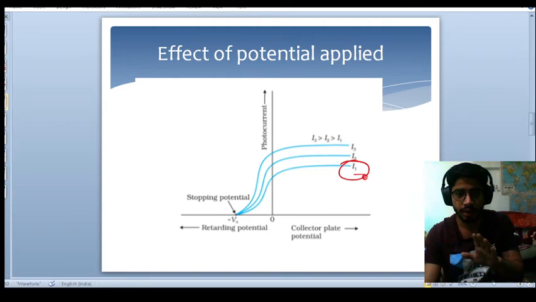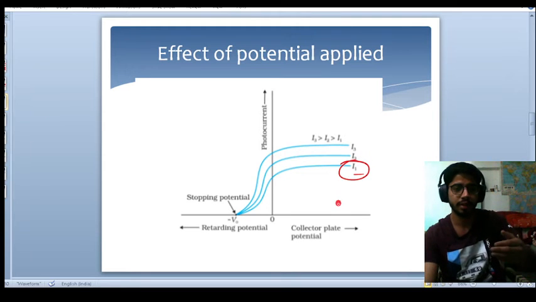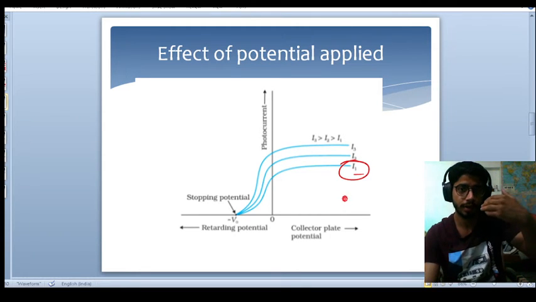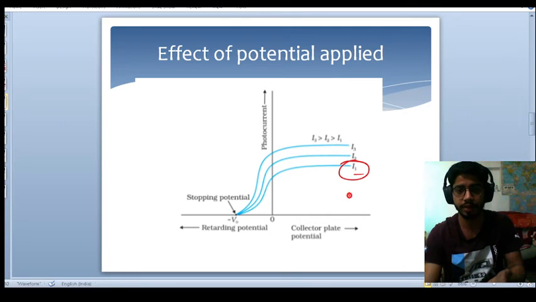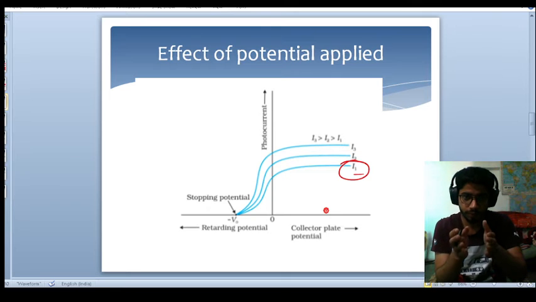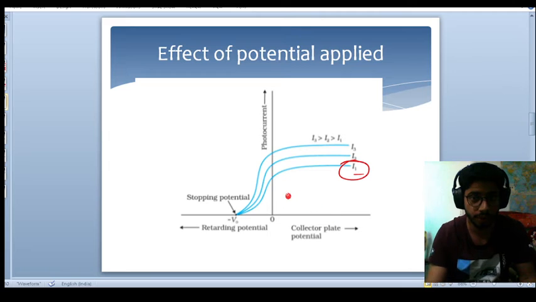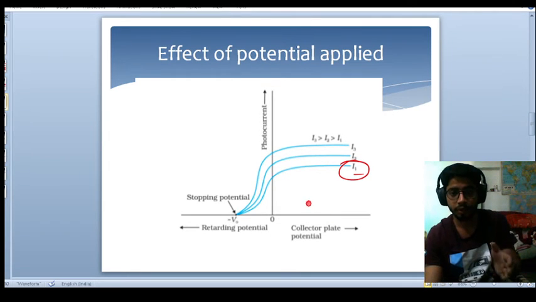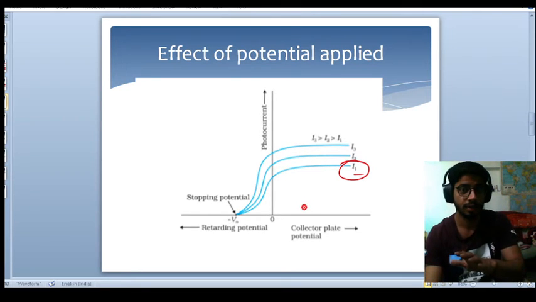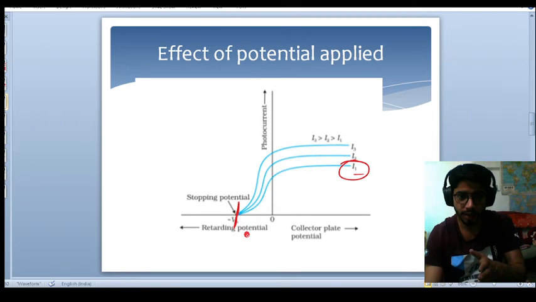So if we are increasing the intensity, it means the number of electrons is increasing, and their kinetic energy is also equal, because we are not going to change their frequency. So here is the point that, first of all, I define the stopping potential.